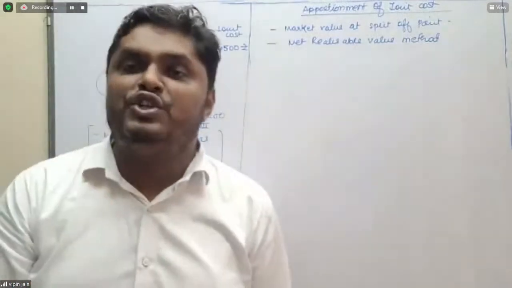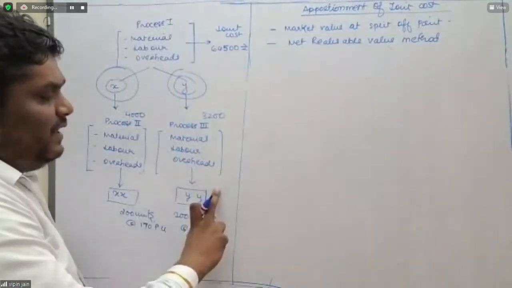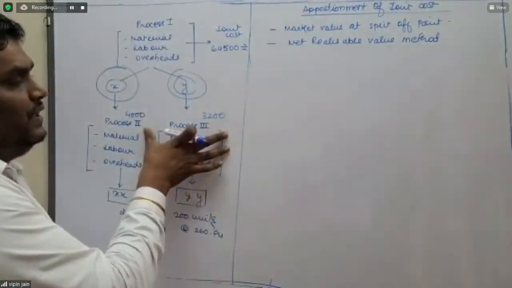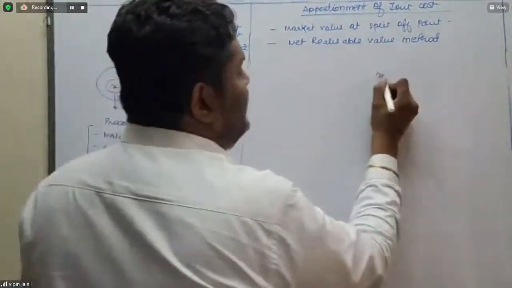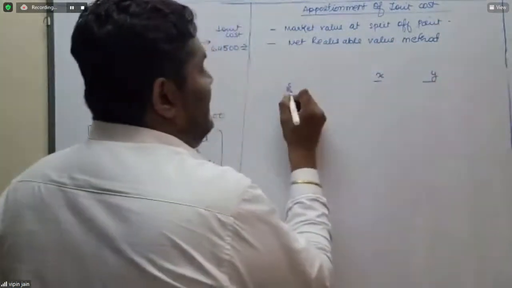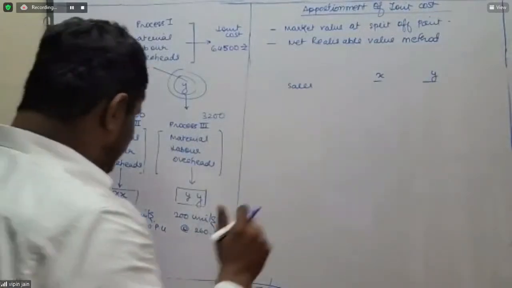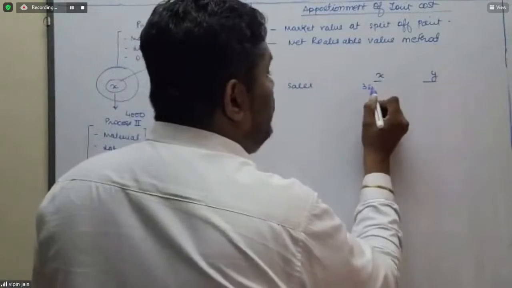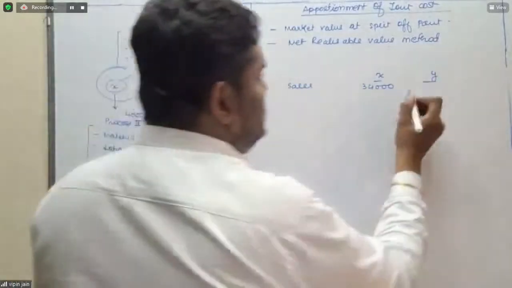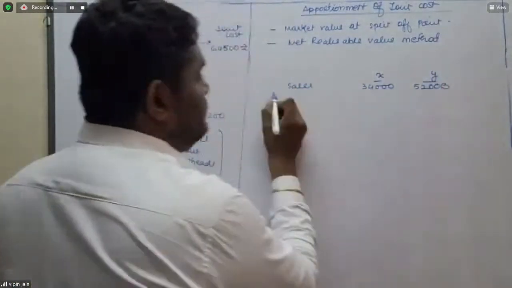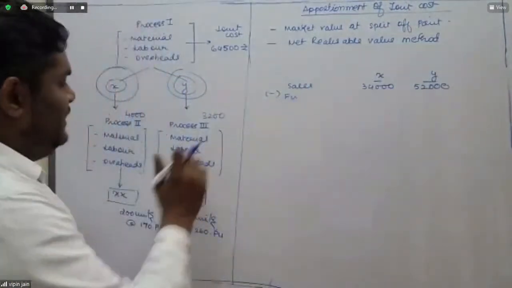Now we have to apportion the joint cost. So very simple, since the market value of double X and double Y is with us and the further processing cost is with us, we can calculate the dummy net realizable value of X and Y. So let's calculate the net realizable value of X and Y. Let's say the sales value of X is 200 units at the rate 170, that is 34,000. For Y, 200 units into 260, that is 52,000. Minus the further processing cost, that is, we will reduce the further processing cost.